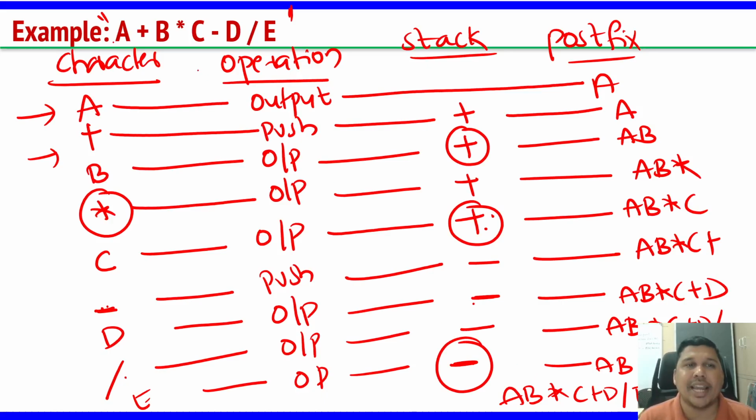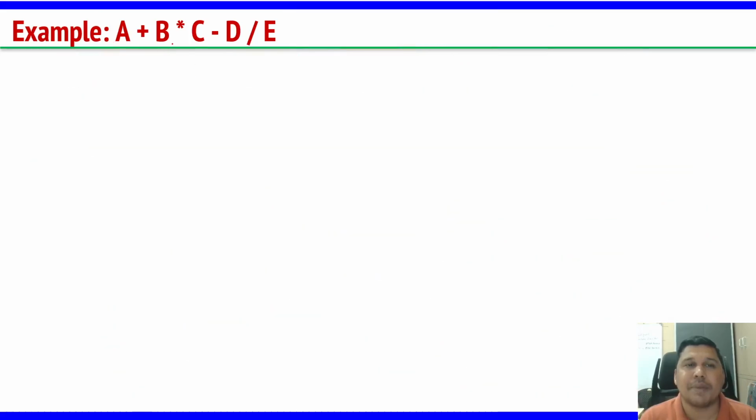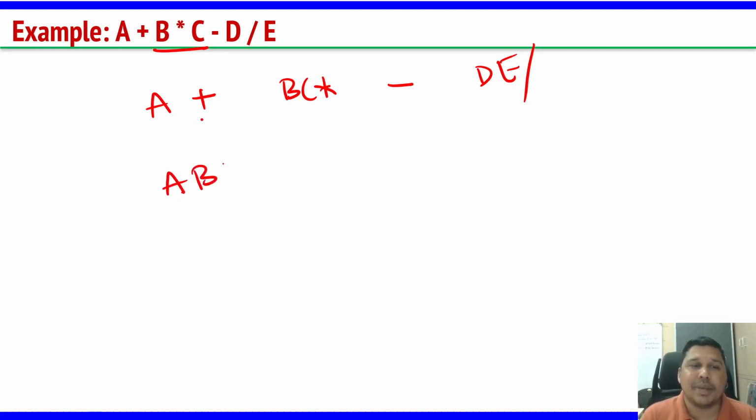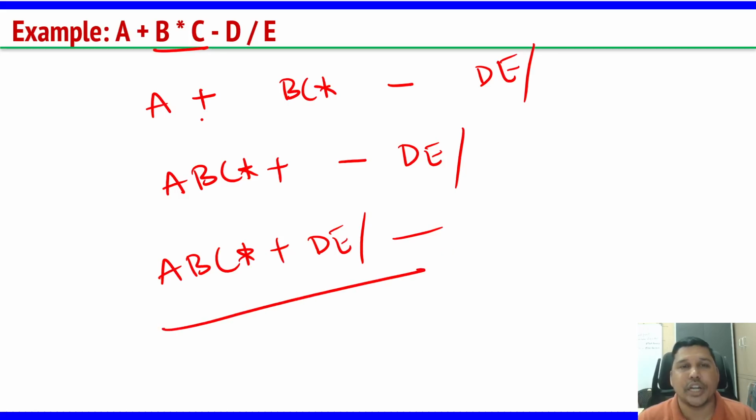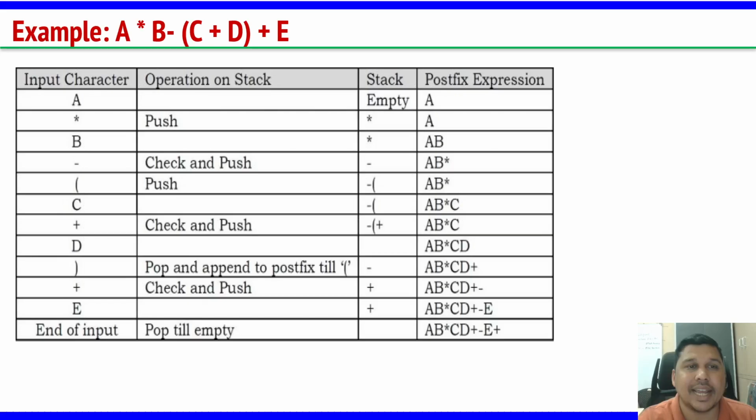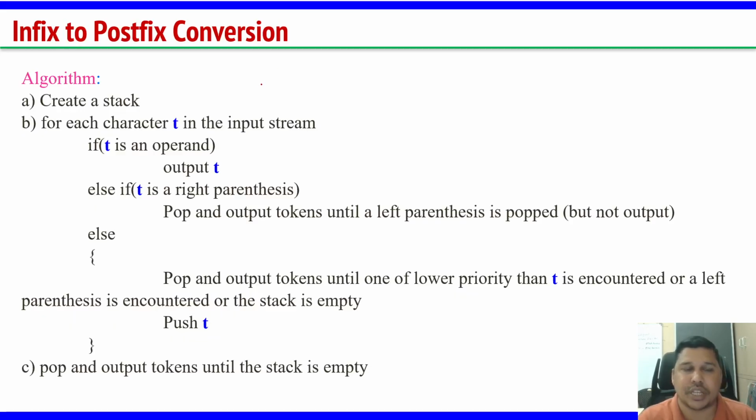Even if you do this manually and see, first we have to do this. So this becomes A plus BC star minus DE by. Then we have to do plus. So this becomes ABC star plus minus DE by. Then it becomes ABC star plus DE by minus. So this is how you can still do it, but we are writing an algorithm to convert a given infix expression to postfix.